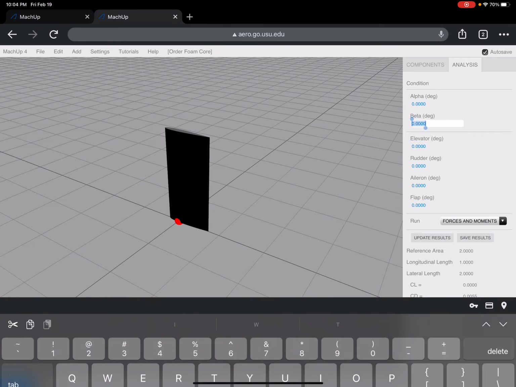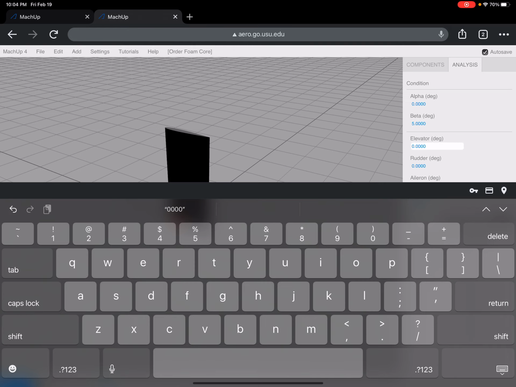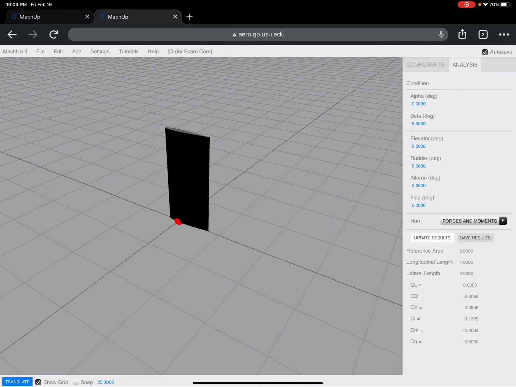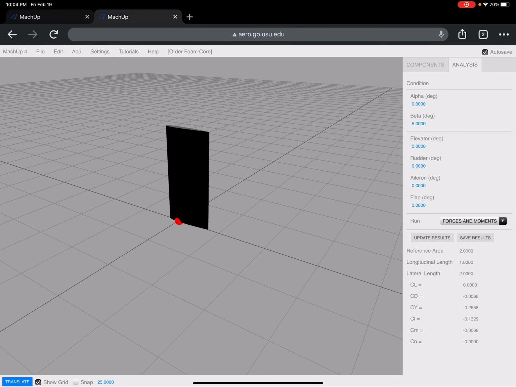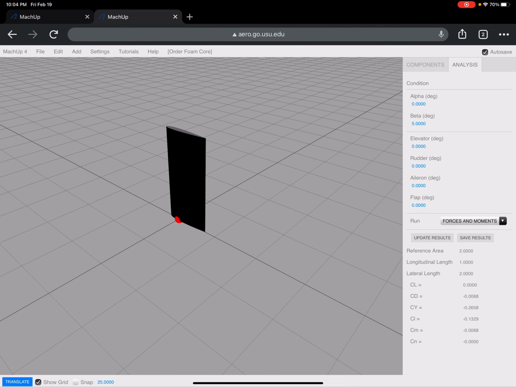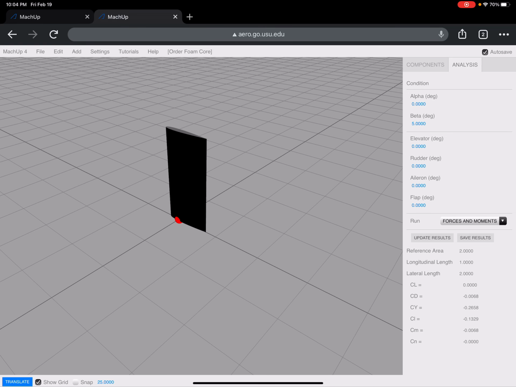Okay, so I'm going to put this back to 5 degrees beta, and then update results. You can see that if this wing were flying all by itself at 5 degrees side slip, then it would get 0 lift. The side force, C sub y, is this minus 0.2658 down here. And we're going to get some rolling moment. That rolling moment makes sense because our wing is placed above the center of gravity, and so the lift that's coming off the side of this is above the center of gravity. So we'll get some negative rolling moments. That makes sense. And we're getting 0 yawing moment. Okay, so that's with this wing all by itself.